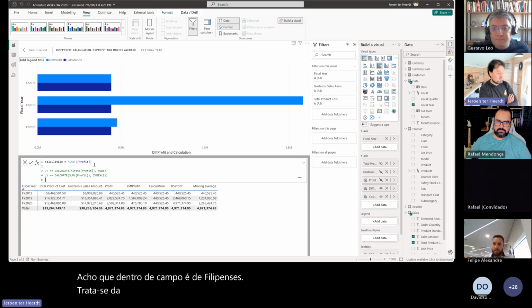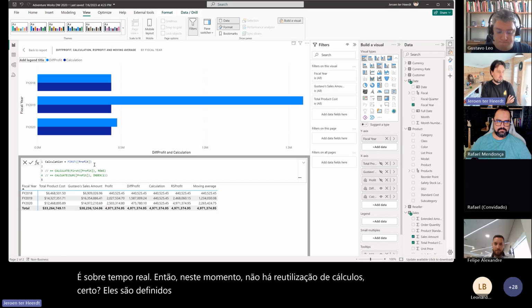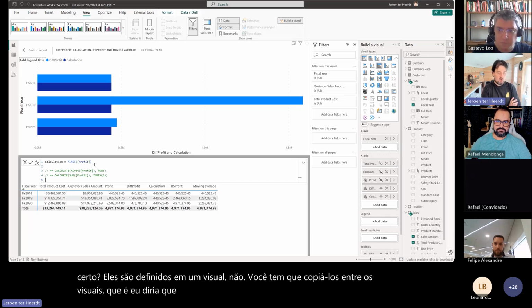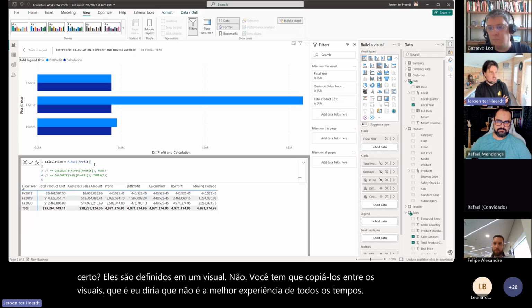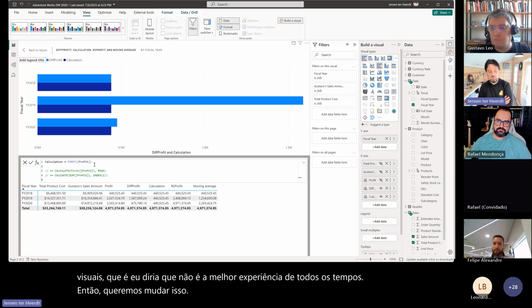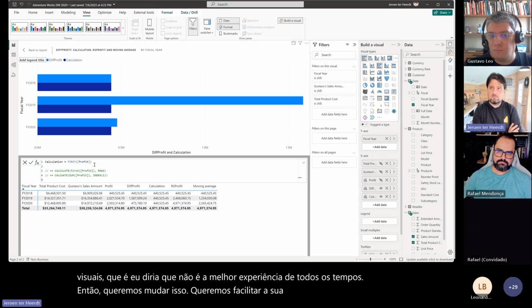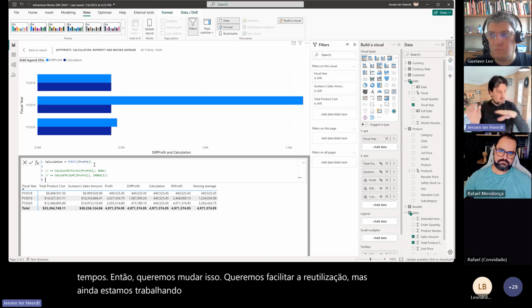Yeah. So right now there is no reusability of calculations, right? They are defined in the visual. You have to copy paste in between visuals, which is, I would say, not the best experience ever. So we want to change that. We want to make it easier to reuse these, but we're still working through that. Now, I think reusability is a spectrum.